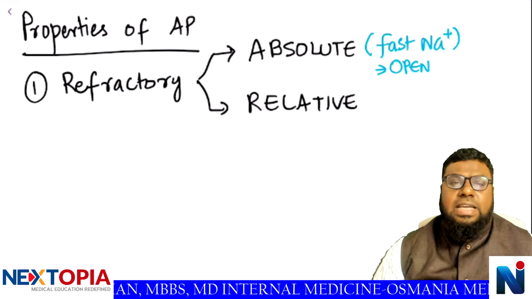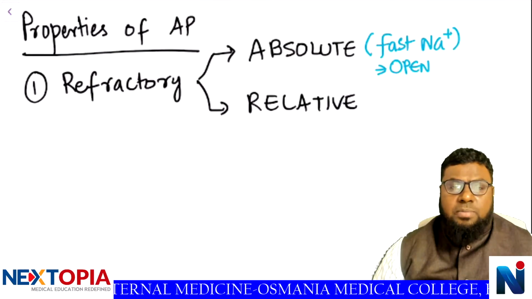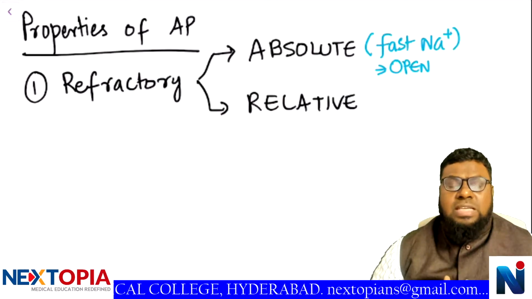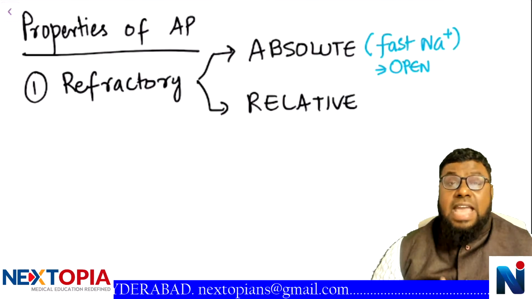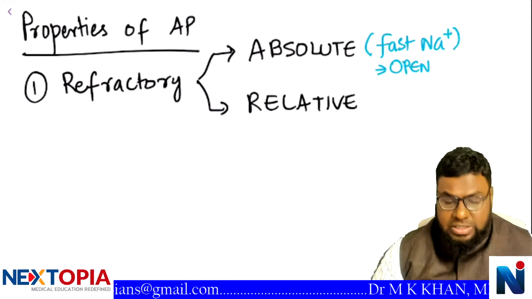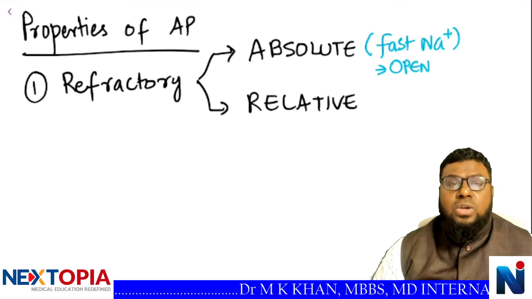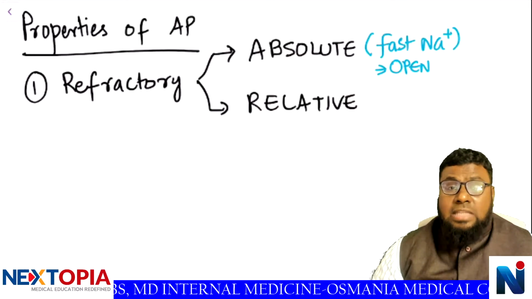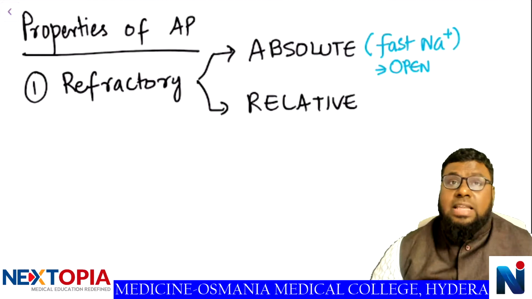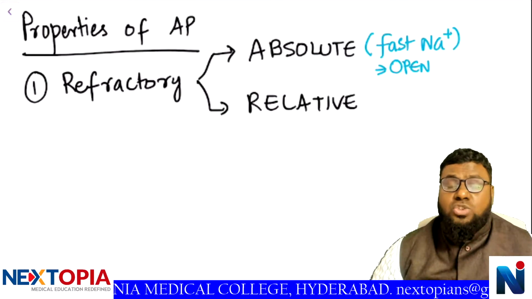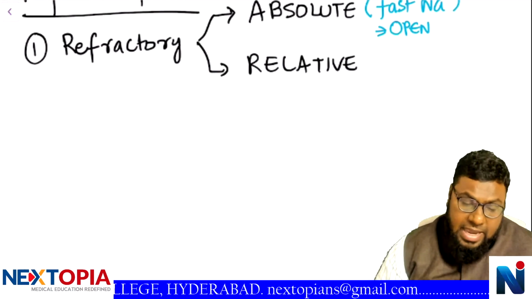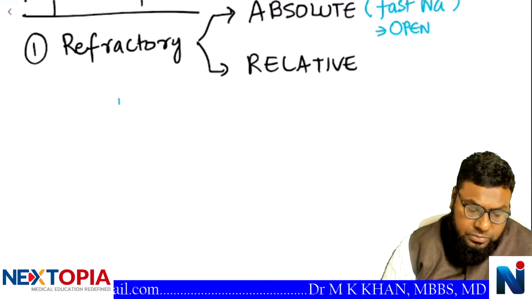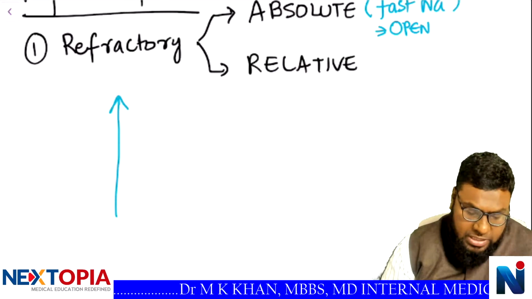Next is the relative refractory period. The relative refractory period is a period during which a stimulus which is greater than the threshold stimulus can induce a second action potential. So what is the relative refractory period? Usually there is no action potential at this point, but a stimulus which is stronger than the threshold stimulus can definitely result in initiation of a second action potential.